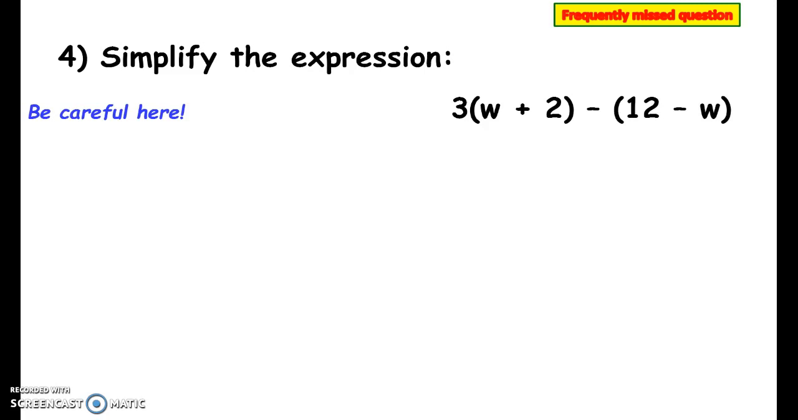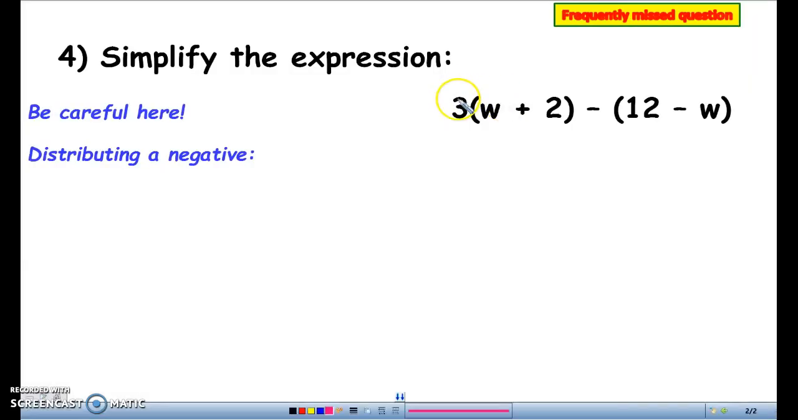If it was an equation with an equal sign, you would be able to solve for W, and at the end you would say W equals some number. Since this is not an equation, you cannot solve for W. The only thing you can do is simplify the expression. So we have to use the distributive property first, okay?